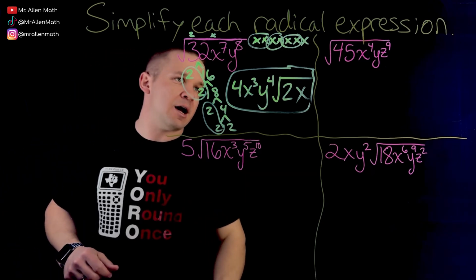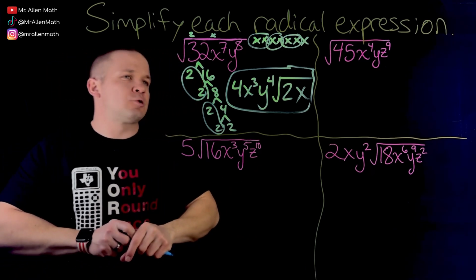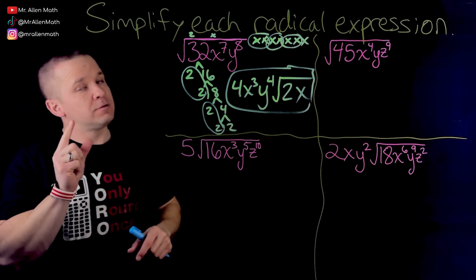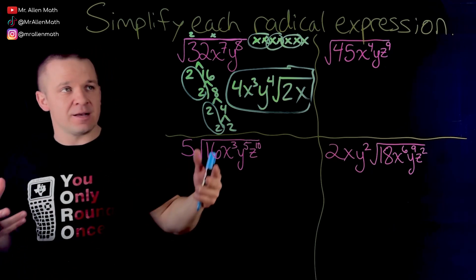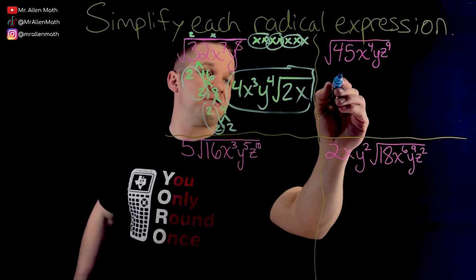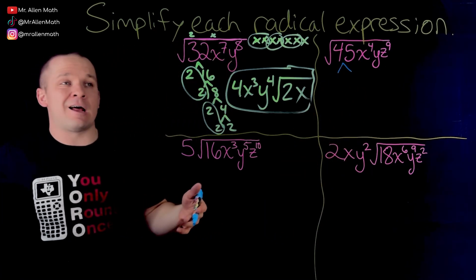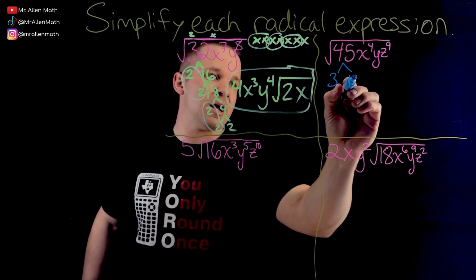All right, next one here. Let's go with this lovely blue marker. Okay, so we got the square root of 45, x to the 4th, y to the 1st, z to the 9th. We're going to simplify it. Same thing. Let's break down the 45 into a factor tree. I cannot divide this by 2, so I'll go bigger than that. How about 3 would be my next prime factor? Sounds good. I got 3 and I got 15.